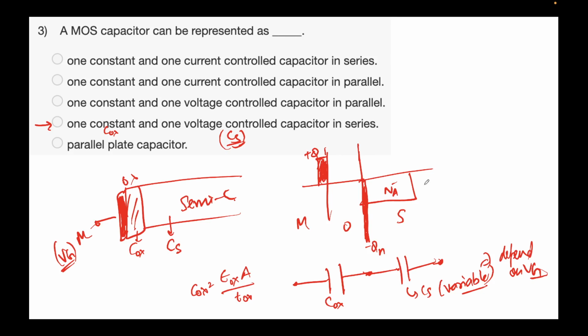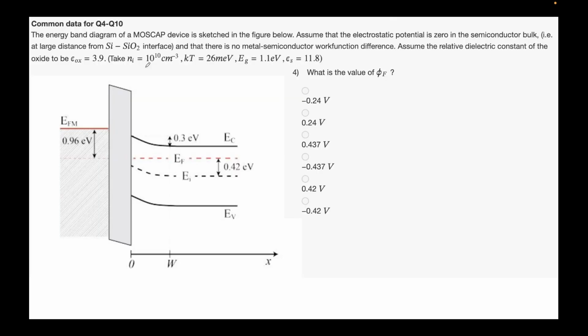Now let's go to some lighter problems. What do we mean? We'll solve some numericals. That's what I mean. So I have this problem. The energy band diagram of a MOSCAP device is sketched in the figure below. Assume that the electrostatic potential is 0 in the semiconductor bulk. They have defined the bulk, that is at a large distance from the Si-SiO2 interface. So bulk is somewhere over here, a large distance from this interface.